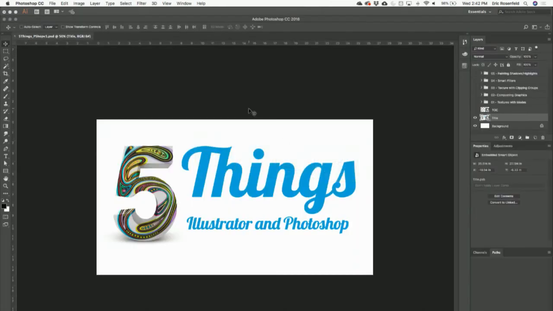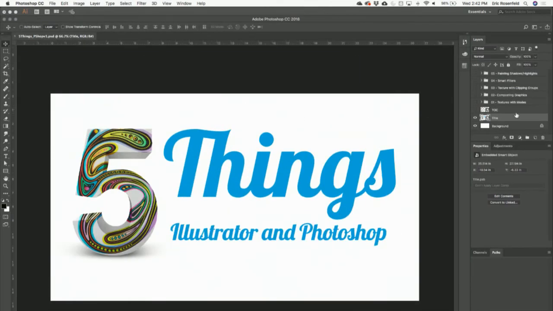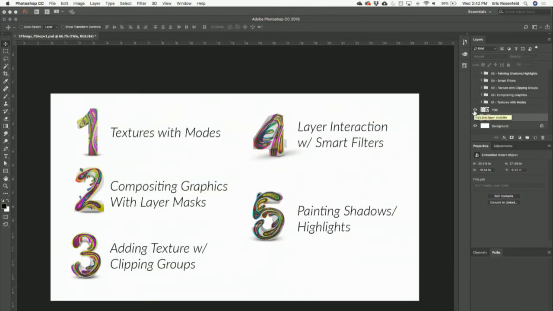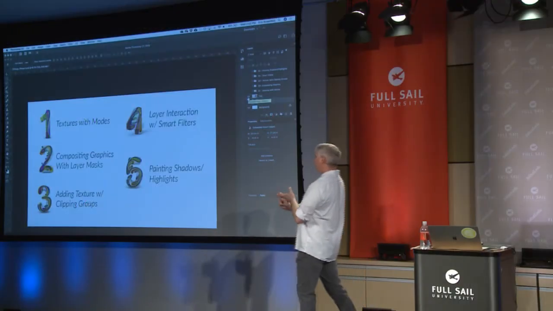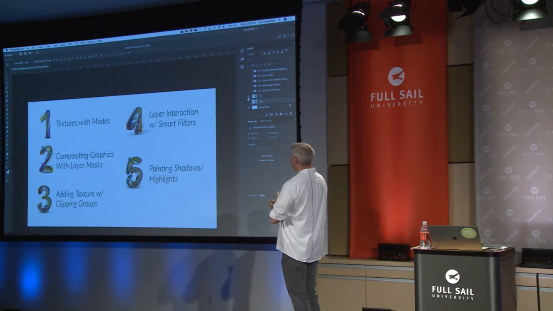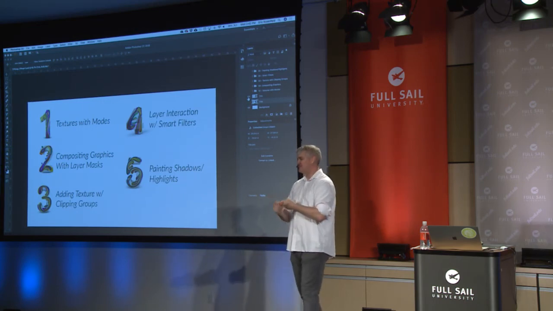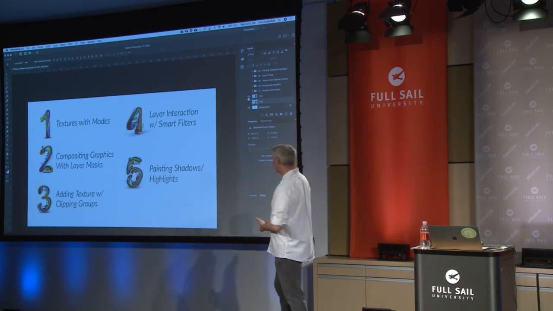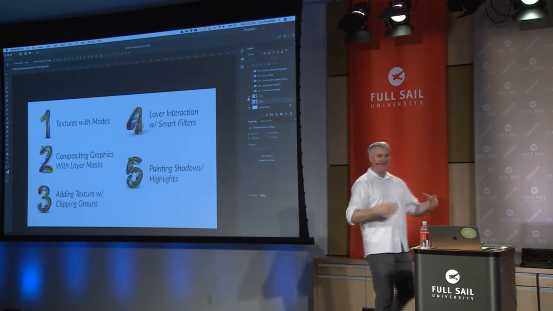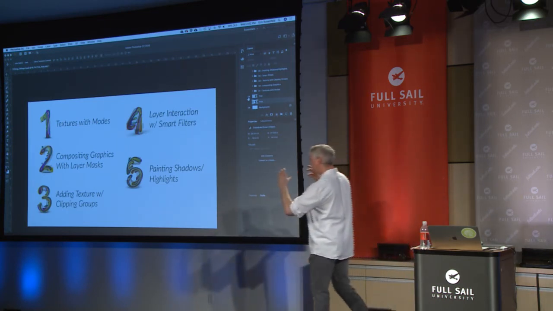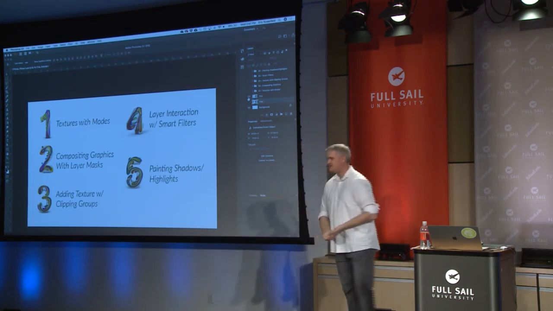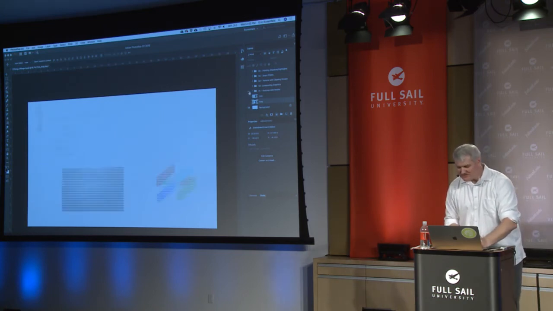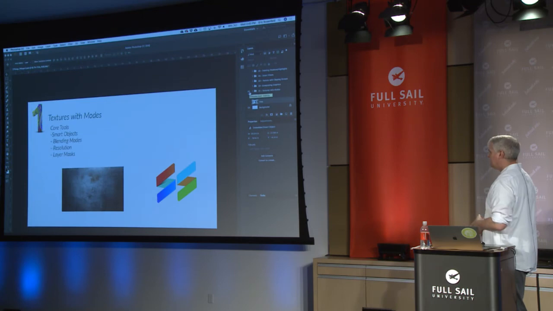So I'm going to jump over to Photoshop, the Photoshop file, 5 things in Illustrator and Photoshop. And in here, you can see, if I go to my table of contents, textures with modes, compositing graphics with layer masks, adding textures with clipping groups. Number 4, I didn't plan. I just grabbed a file online and dropped it in there and said, oh, we'll figure something out. So that will either be a great example or it'll be like waffles and be a disaster. And then finally, we'll do some very quick painting and shadows and highlights. Since I talked about painting with shadows with gradient meshes, we'll do this in a similar way inside Photoshop. So really quickly, again, these are the techniques I use all the time.